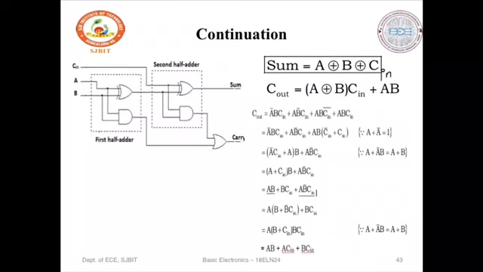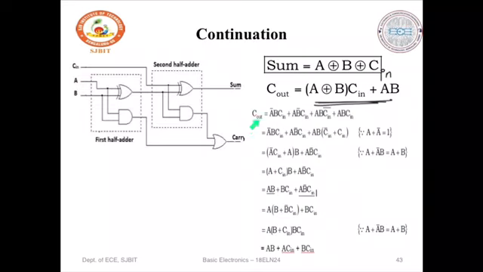This C out can again be simplified. Because if I want to do the implementation of this C out using the basic gates, or by using only NAND gates or using only NOR gates, I cannot use this particular expression. Instead of this, I need to use one more expression which becomes easier in the implementation because it requires fewer number of gates, the lesser number of gates compared to this C out expression. That is why we go for one more simplification here.